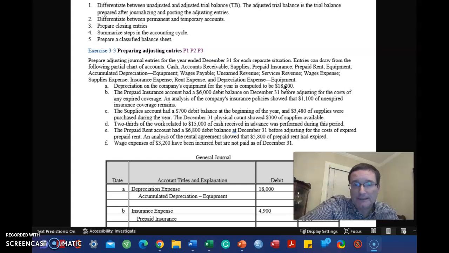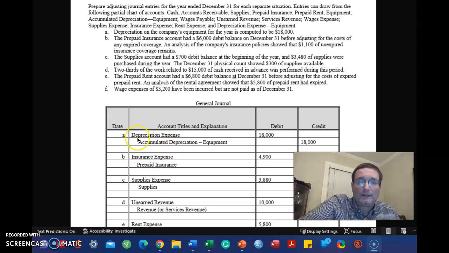We're going to do the depreciation entries at the end of the accounting period, as an adjusting entry. We're going to debit depreciation expense. The problem gave us the numbers, so there's no math to do. All expenses are debited, right? We know that debit is a normal balance for expenses.